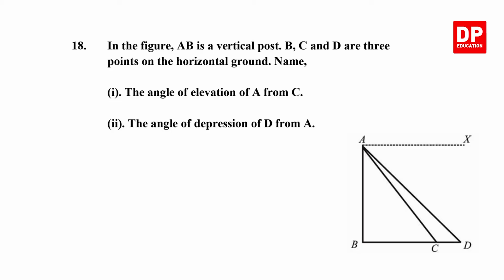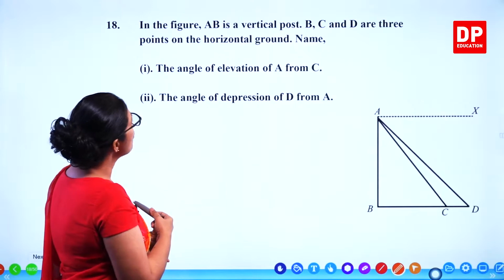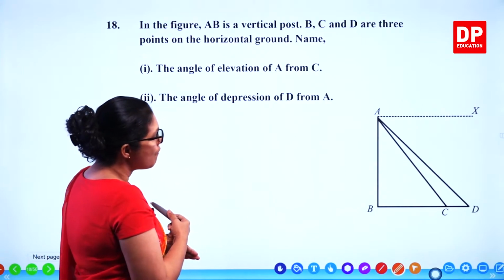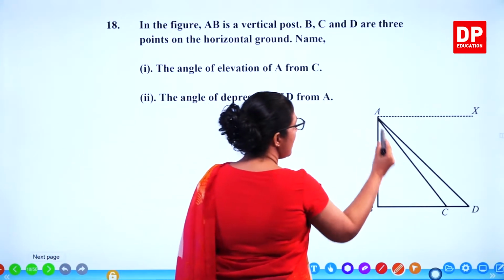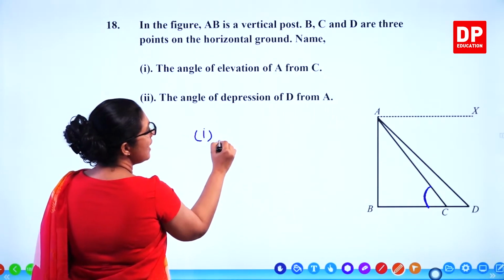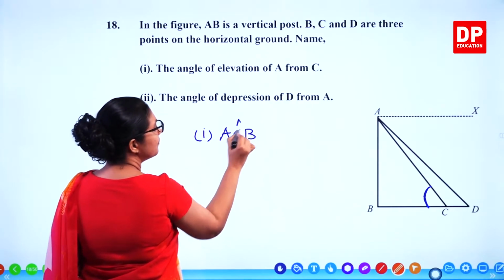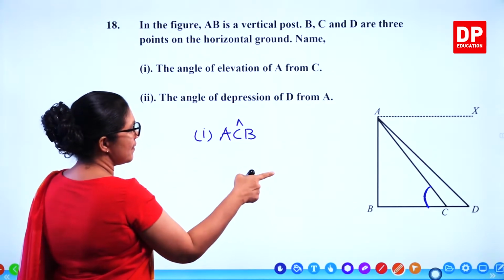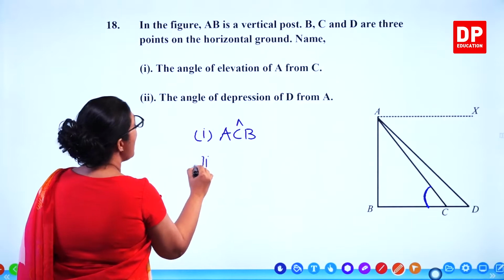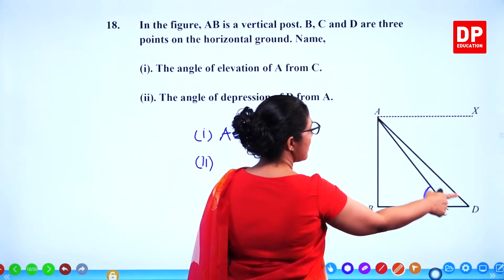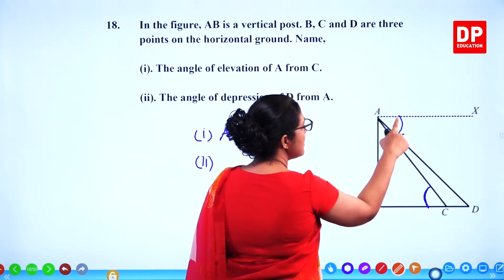Question number 18. In the figure, AB is a vertical post. B, C, D are 3 points on the horizontal ground. Name the angle of elevation of A from C. So this angle. So how do you write down that angle? ACB. That's the angle of elevation of A from C. And the next one, the angle of depression of D from A. From A, this one. So this angle is the angle of depression.